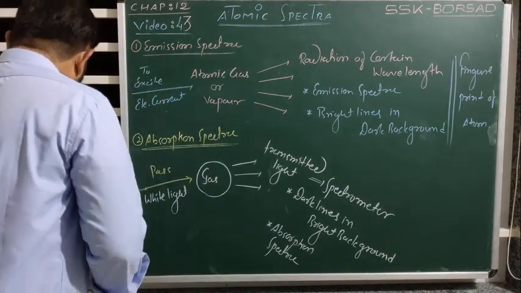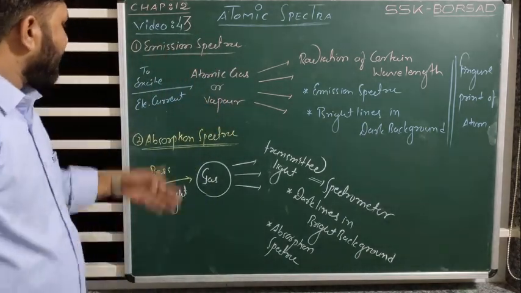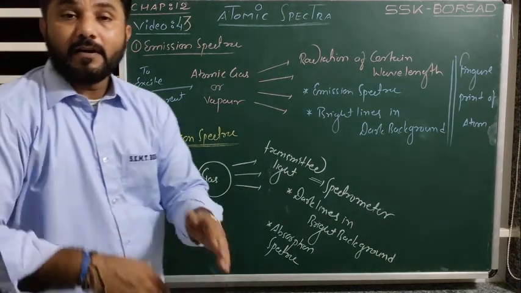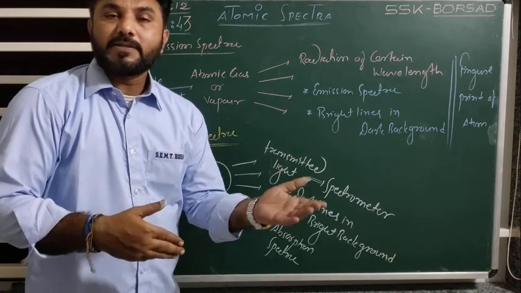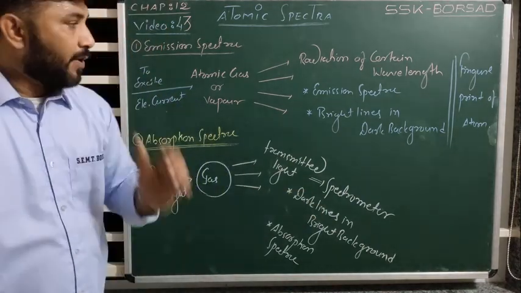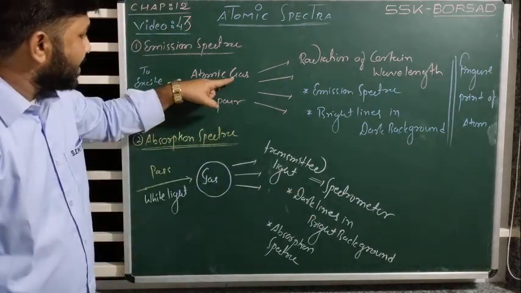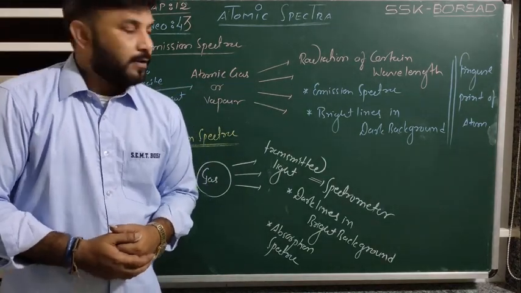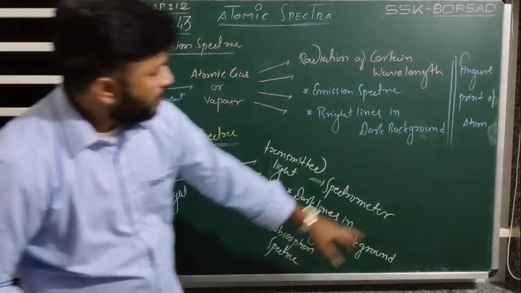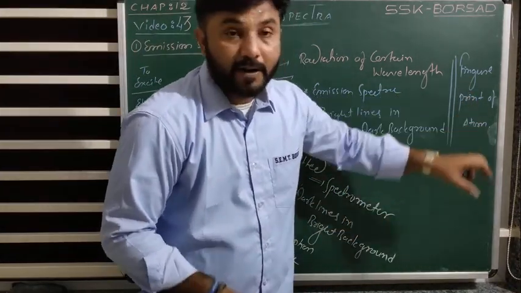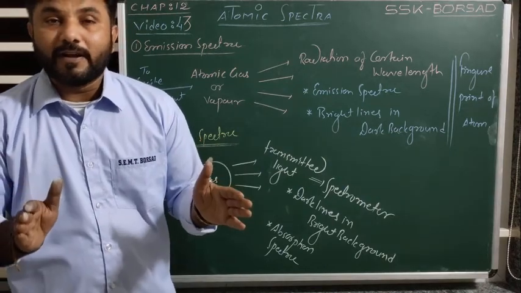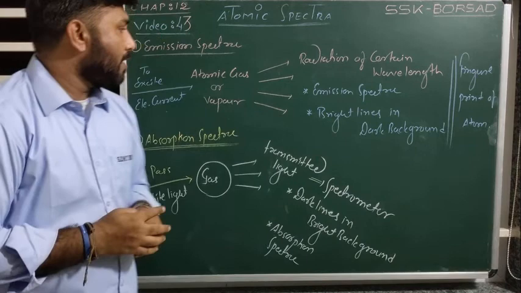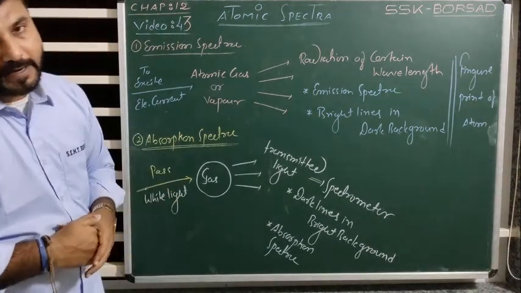So, very simple things are there: emission spectra as well as absorption spectra. From that atomic spectra, either emission or absorption, you come to know the characteristics of the gas, whatever gas we have taken. So it is known as the fingerprint. Atomic spectra is known as the fingerprint of any atomic gas. Clear? Have a look for a few seconds.